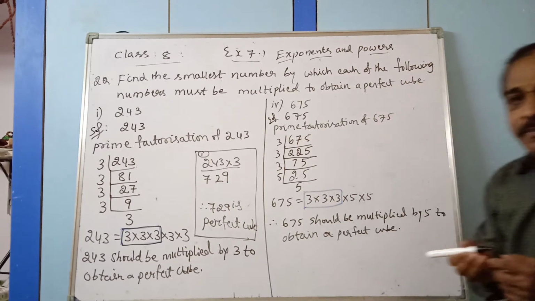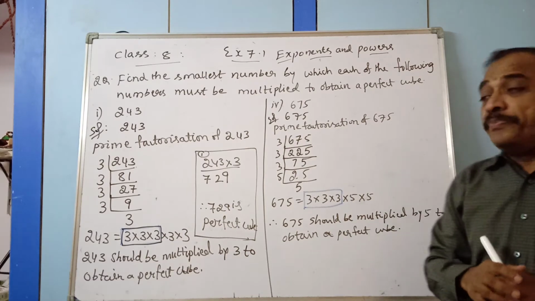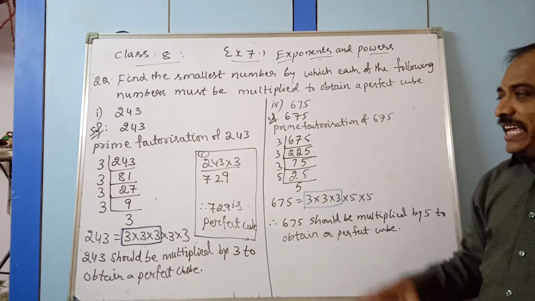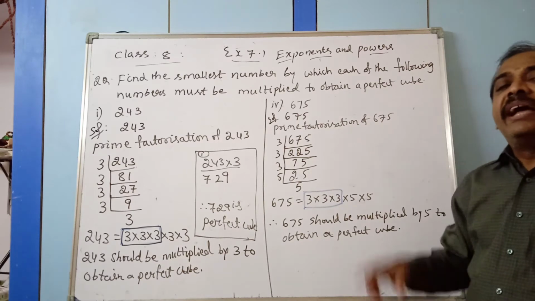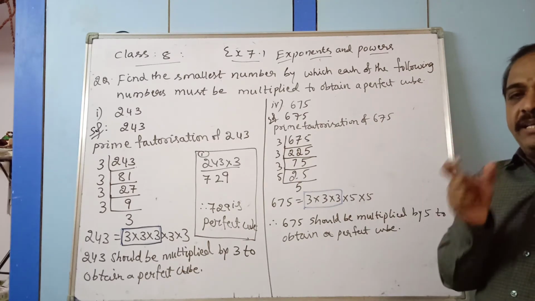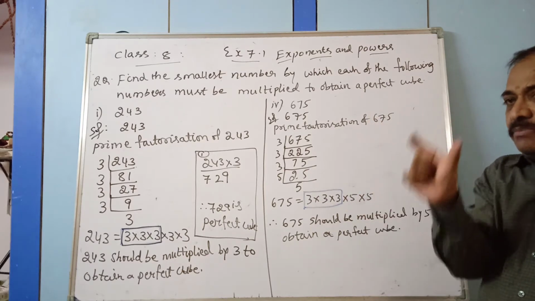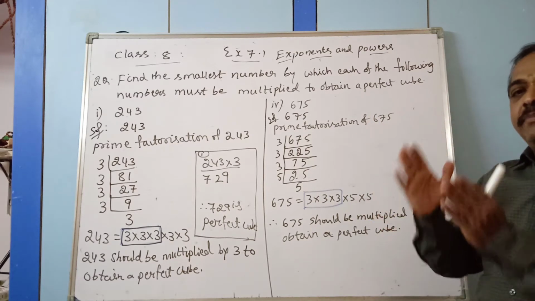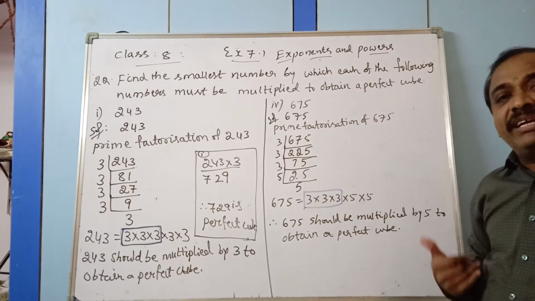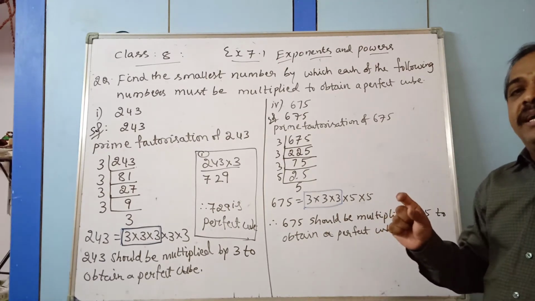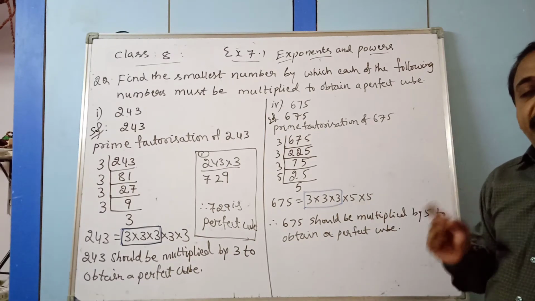Is it clear, children? How we are getting a perfect cube? By multiplying. For that what we are doing? First we are taking the prime factorization. In that we are arranging in triples, each one like 3, 3, 3, which is repeating 3 times, that is one group. So which number is having a triple group, with that number we will multiply.